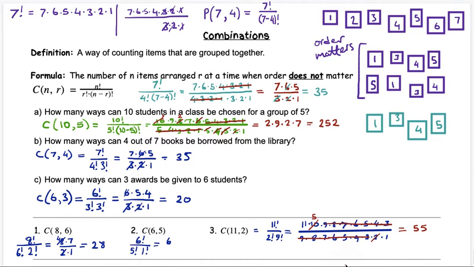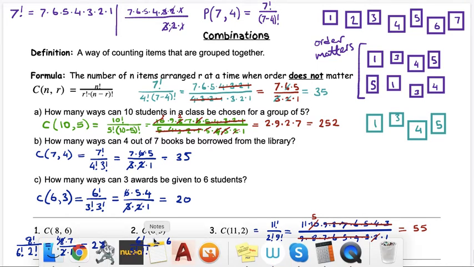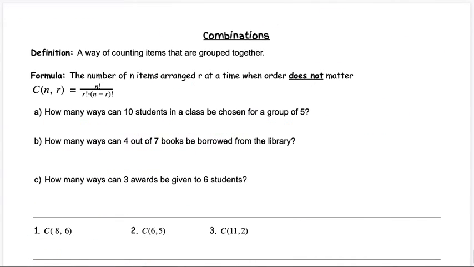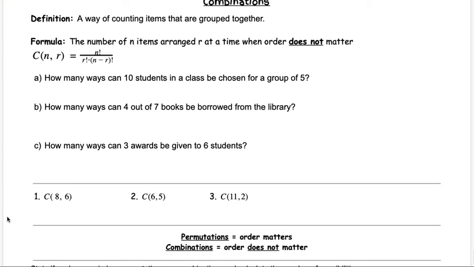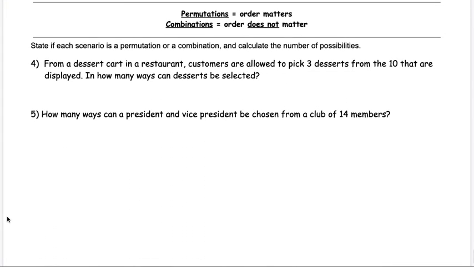I'm going to look at a couple of examples right down the bottom here to show you how to discern between the two, permutations and combinations. So let's take a look. Permutations, order matters. Combinations, order does not matter. So in our examples here, we're being asked to find out, permutation or combination first, then calculate the number of possibilities. So I'm just going to deal with permutation or combination based on these.